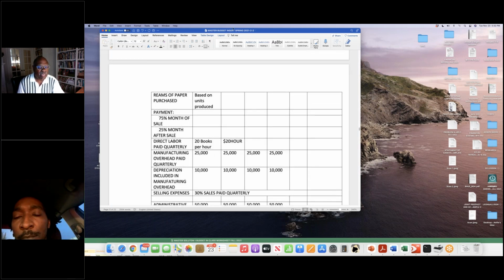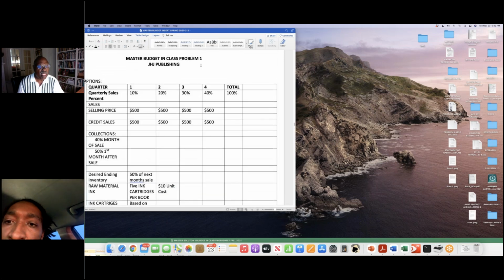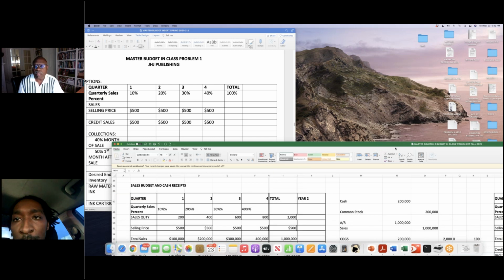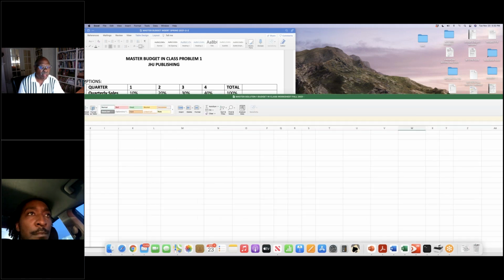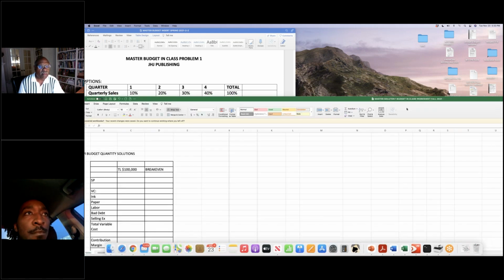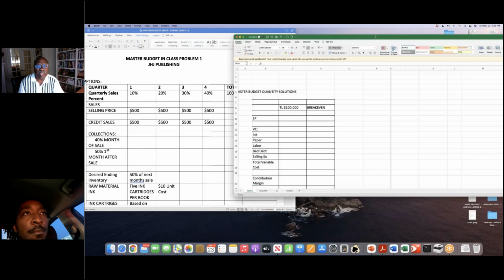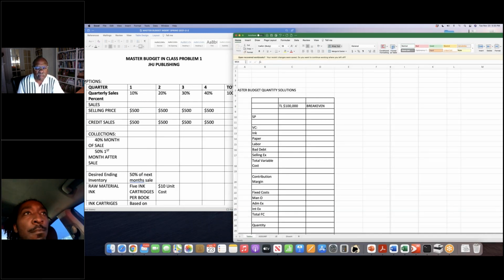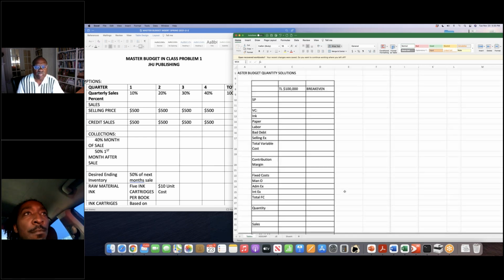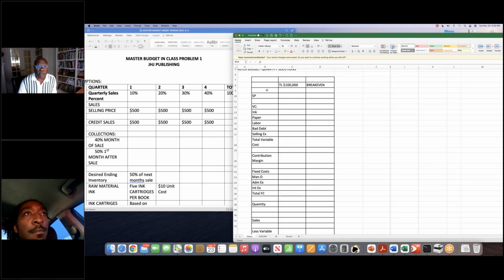And so the first thing we want to do, the first part of our process, is to go through, see where we are. This is the first thing we're going to do, is prepare the master budget quantity solutions. And so you're going to come here with your product, when you're working a problem. We're on the break-even year, okay?